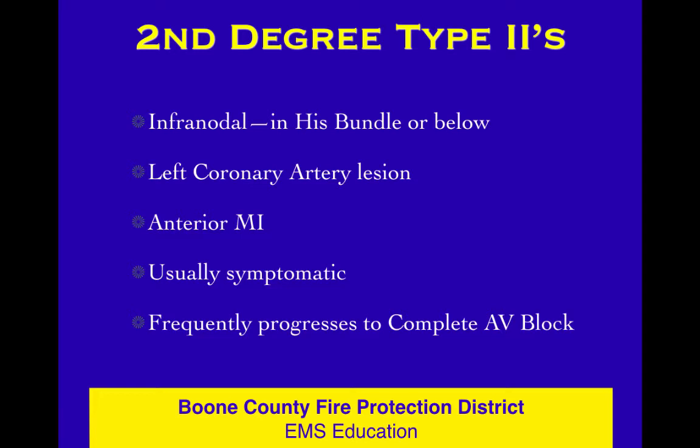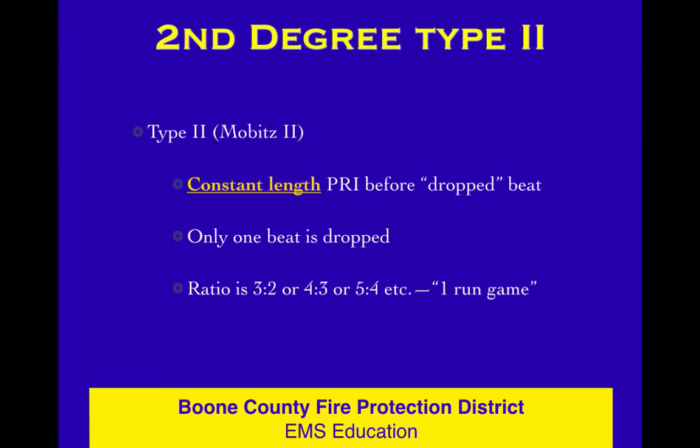There are P waves that don't conduct, and the PRI is constant before the dropped beat. Mobitz 1, PRI is lengthening. Mobitz 2, the PRI is constant. But again, there's only one beat that's dropped. It's still a one-run game. And the whole deal here is how many are getting through. Is that making a decent enough rate? So ratio is going to be 3 to 2, 4 to 3, 5 to 4, something where there's just one more P than a QRS.